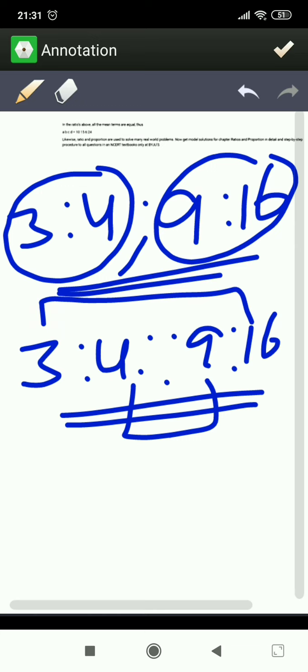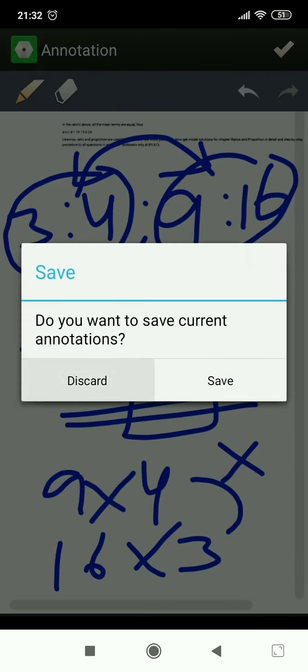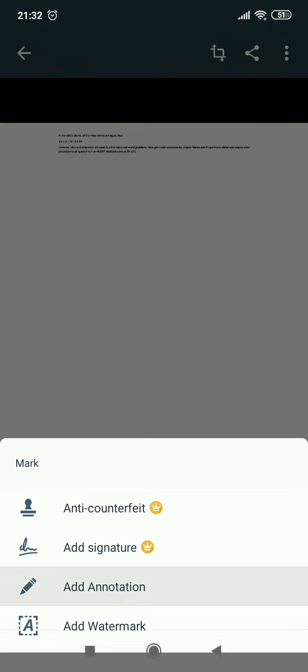How to check this condition: 9 into 4 is 36, and 16 threes are 48. So those two products are not equal. 16 into 3 and 9 into 4 are not equal. So these two ratios are not equivalent, and also these two ratios are not in proportion.